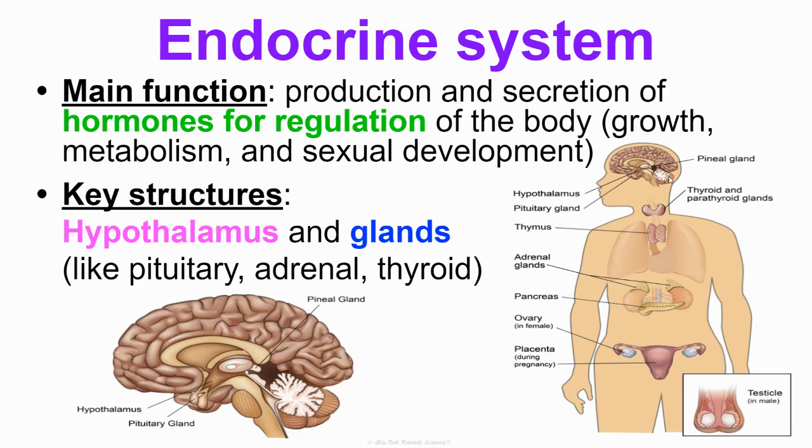And so the key structures here are your hypothalamus, which is in your brain. Even though it's not part of the nervous system, it coordinates really closely with the nervous system. And then you have a series of glands all over your body. These can be things like your pituitary gland, your adrenal gland, your thyroid. Your ovary or uterus, for instance, also secrete hormones.